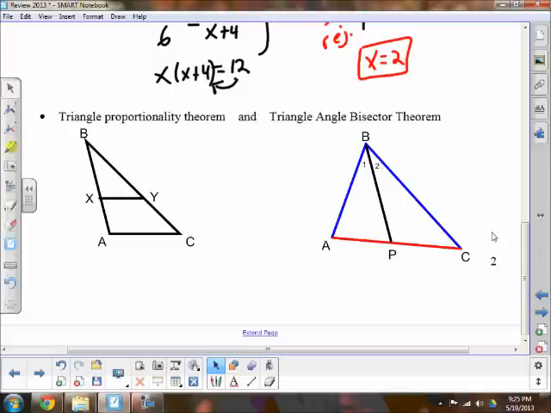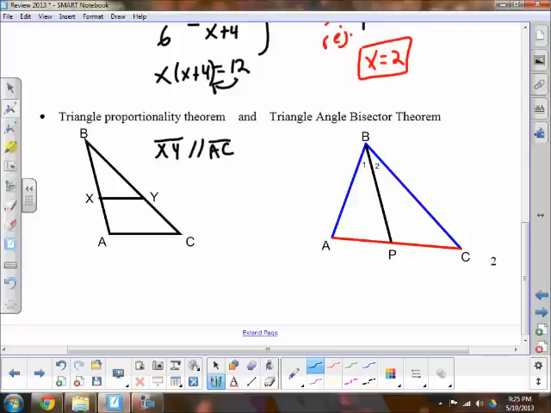The triangle proportionality theorem and the triangle angle bisector theorem. Now these are two other situations that give me sets of ratios that don't necessarily give me similar polygons or similar triangles, but I can also set up proportions using these two theorems. The triangle proportionality theorem is a biconditional statement.